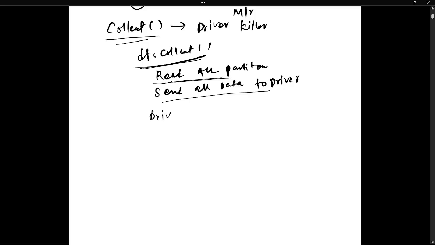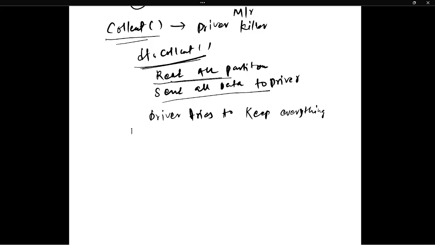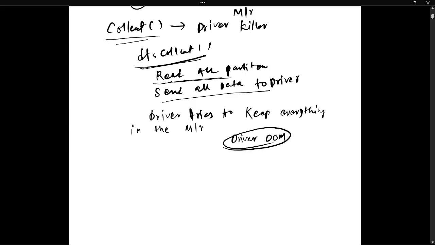So the driver tries to keep everything in the memory. Then what is the result? This is the case of a driver out of memory issue. Here there is nothing to do with the executor memory. That is the issue with the driver. So here the driver got killed, and this has nothing to do with the executor memory.